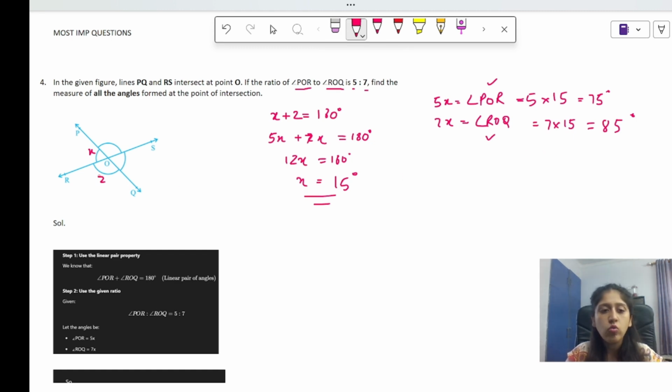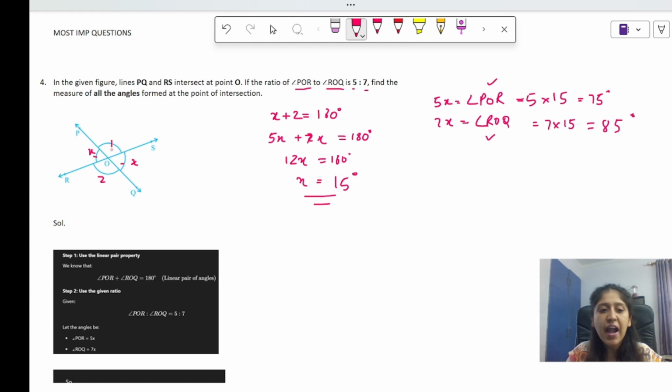Now, can I see certain vertically opposite angles? POR and SOQ. Are they vertically opposite? Yes. So can I write it as x also? Because vertically opposite angles are equal. Yesterday I did a theorem with you all that vertically opposite angles are equal. So we'll place that theorem over here. I hope this is clear.